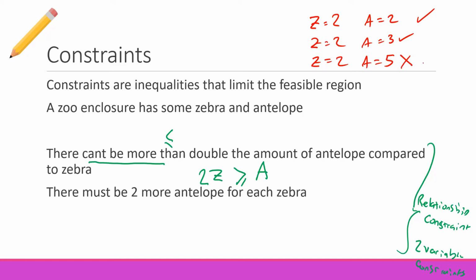Let's check our example here. Is 2Z greater than or equal to A? In this case, 2 times 2 is 4. Is 4 greater than 2? Yes. 2 times 2 is 4. Is 4 greater than 3? Yes. 2 times 2 is 4. Is 4 greater than 5? No. So it doesn't work. So that's what the expression looks like.